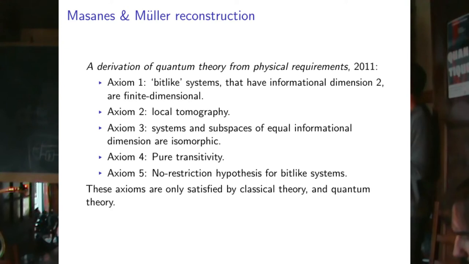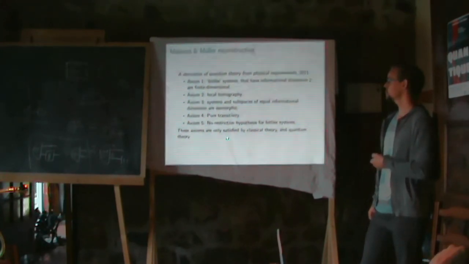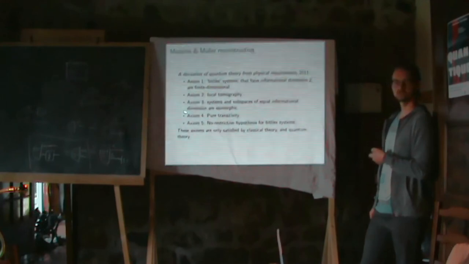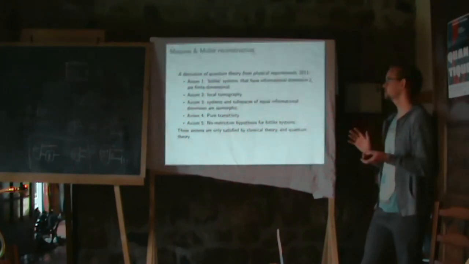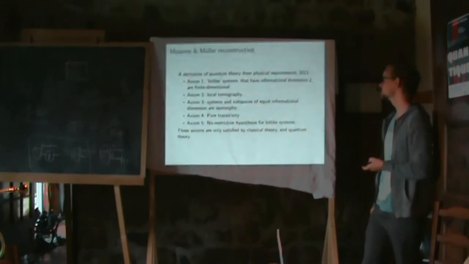And then they show that these axioms are only satisfied by classical theory and by complex quantum theory. Their proof is quite ingenious because it uses the classification of simple Lie groups, I think, if I remember correctly. They use the filter axiom to reduce to systems of informational dimension 2. Then they use pure transitivity to argue that the space must be sphere-like. They look at different axioms on the sphere, and they use local tomography to say that the sphere must be three-dimensional, and that's then a qubit.